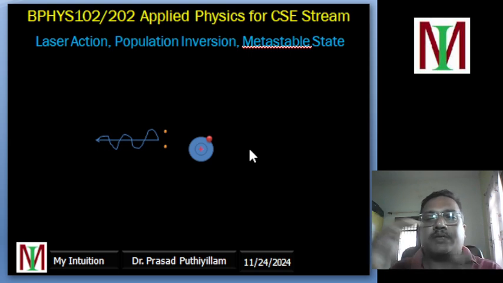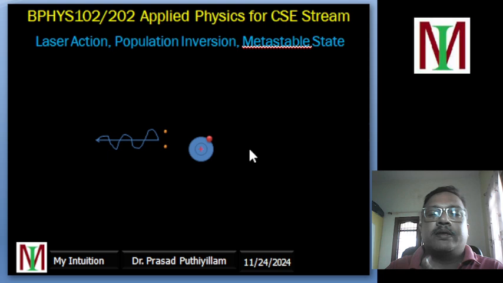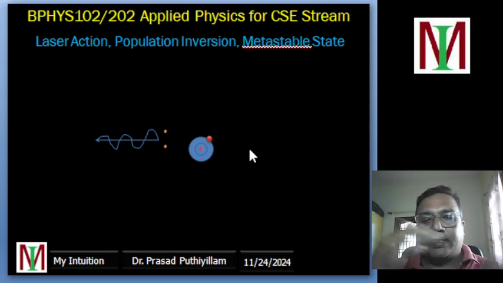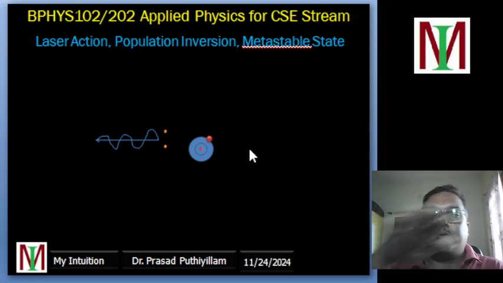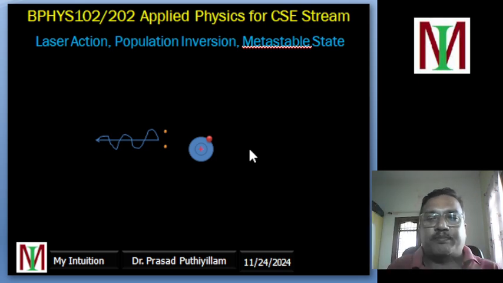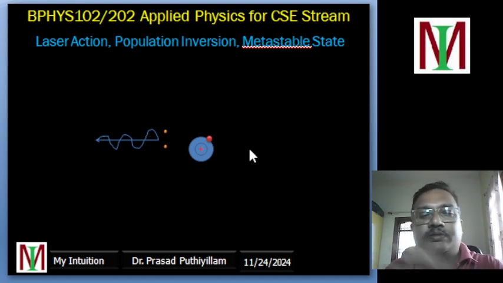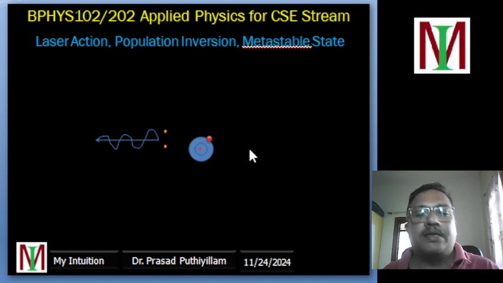When a photon comes and hits the excited electron, a photon is released. The incoming photon and the released photon both go in the same direction, with the same pattern and the same wavelength, everything in the same fashion. We call it coherence. Therefore, coherence occurs. This is called stimulated emission.